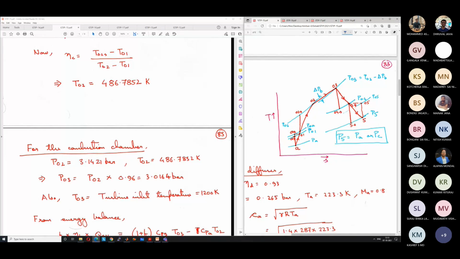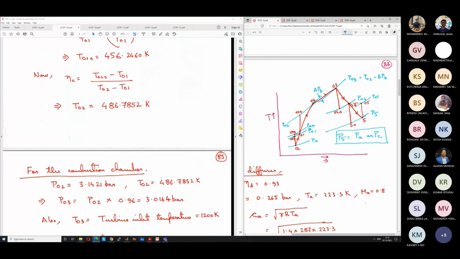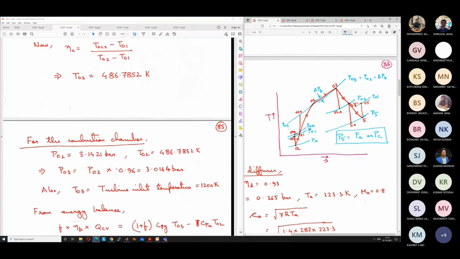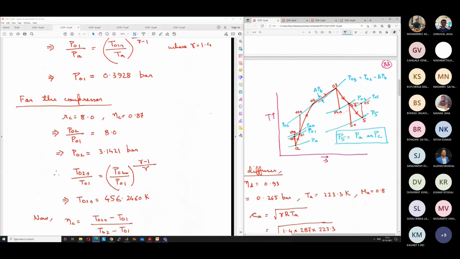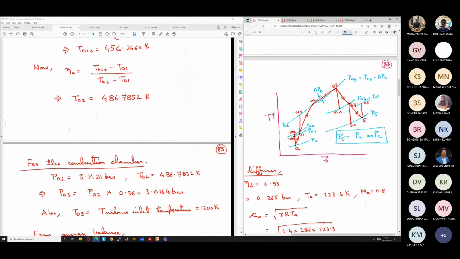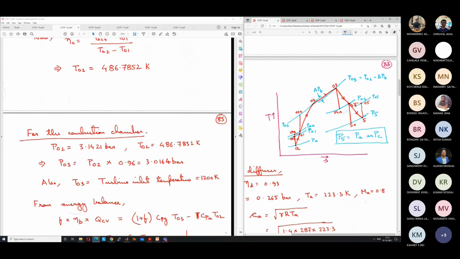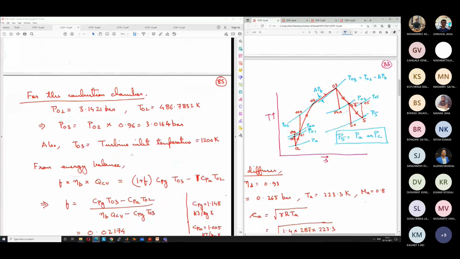So for the combustion chamber next, we have found T02 and P02. The combustion chamber pressure loss is given as 4%. So P03 will be 96% of P02, which is 3.016 bar. Why? Because P02 is 8 into P01. P01 is 0.3928 bar and the pressure ratio is 8. So P02 is 3.1421 bar and P03 is 3.0164 bar. T02 we have already calculated, so this is known. Also, the turbine inlet temperature is given as a design parameter, which is 1200 Kelvin.